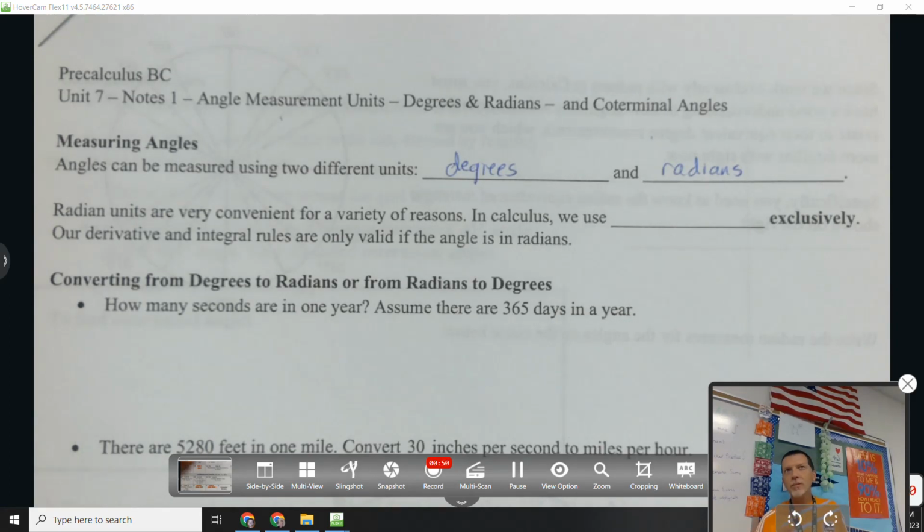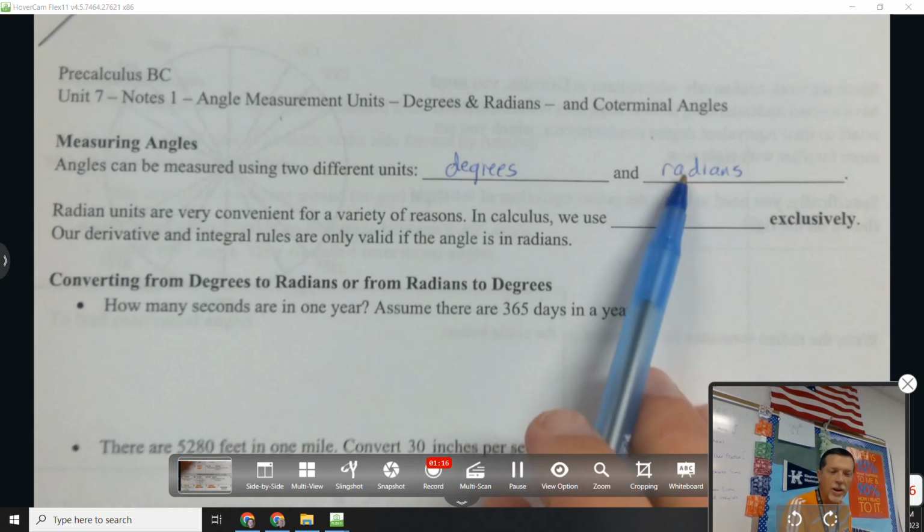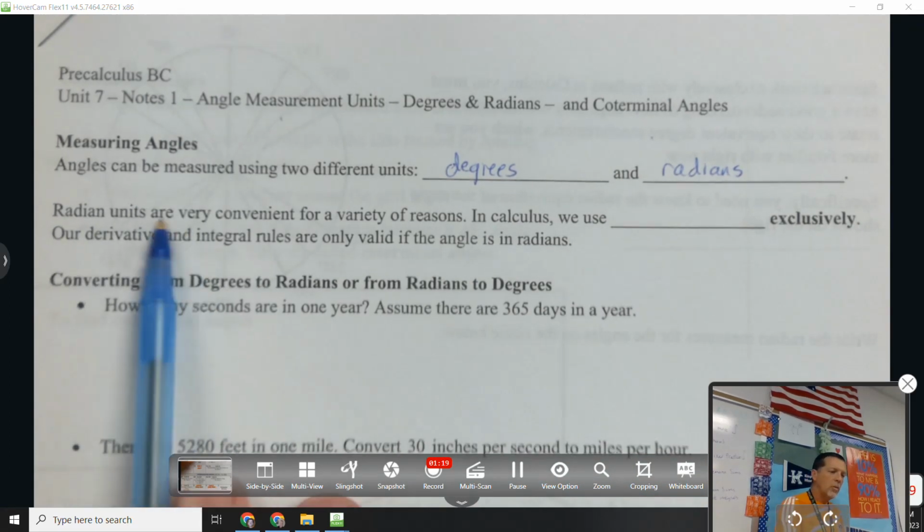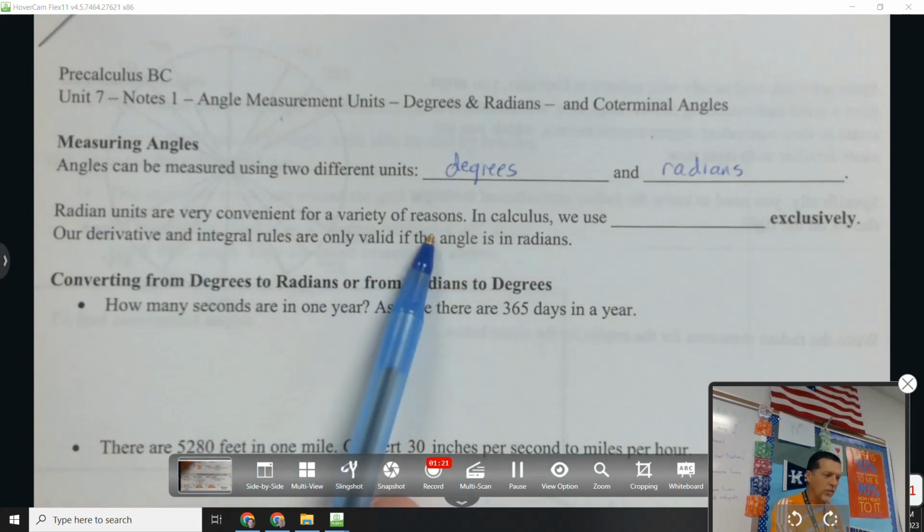It's a little bit like when you first learn about meters in science. You're like, oh, meters, nobody knows what meters is. And then later you're like, oh, that's all we use, because it's a lot easier. It's very similar. Right now you're like, radians, nobody does radians. And by the end of this unit, you'll be thinking, nobody uses degrees, let's use radians all the time. And we will use radians all the time, by the way. Radian units are very convenient for a variety of reasons. We'll talk about those reasons in a little bit.